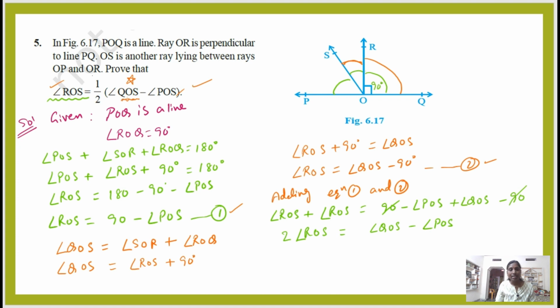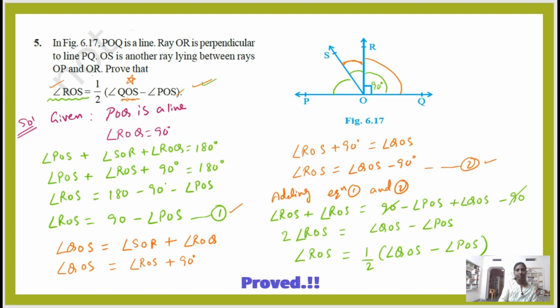Now we are nearly there. What do we need to prove? Now angle ROS, just transpose 2 to the right hand side. Now we can write it as 1 by 2 of angle QOS minus angle POS. So proved. We have proved it. Isn't it easy? It's very easy.